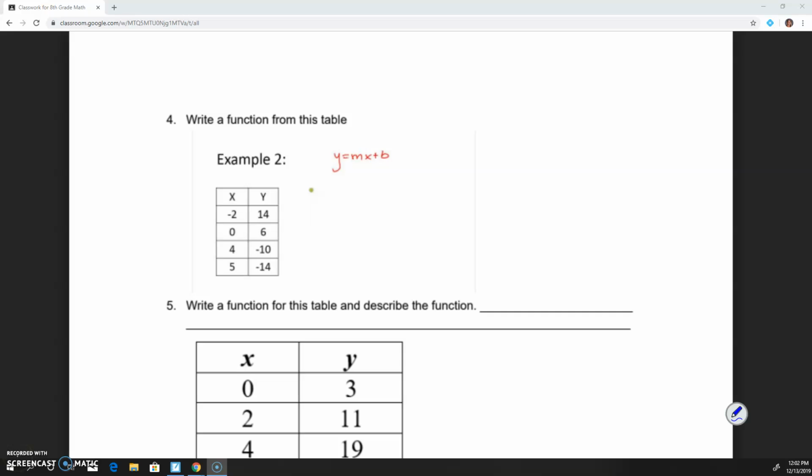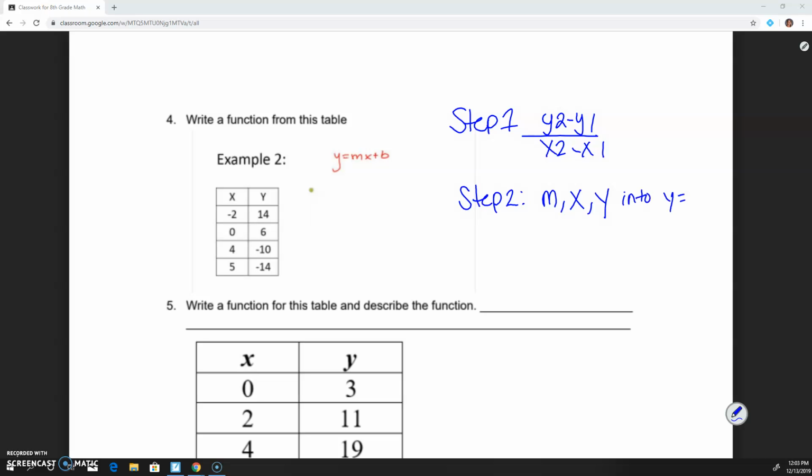Okay, you have 3 of them on your test, just like number 4. I want you to write a function. So you want to write something like y equals mx plus b. You have 2 steps. Step 1 is y2 minus y1 over x2 minus x1. Then step 2, you plug in m, your favorite x and your favorite y, into y equals mx plus b.